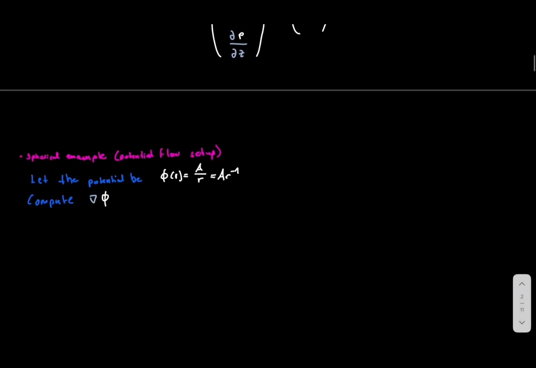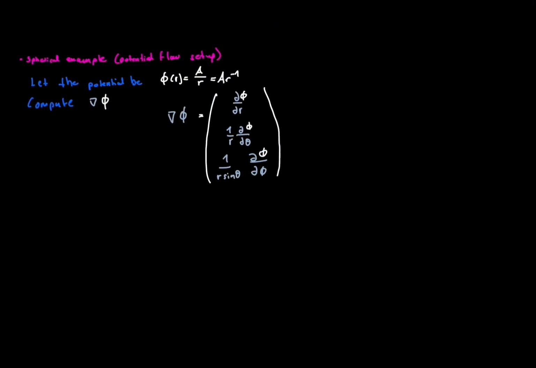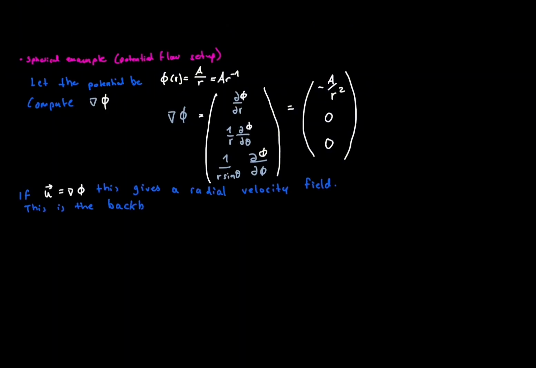In spherical coordinates, let phi equal A divided by r. The derivative with respect to r is minus A over r squared. Angular derivatives vanish. The gradient is radial and decays as 1 over r squared. In potential flow, velocity equals the gradient of a scalar potential, giving a purely radial field.